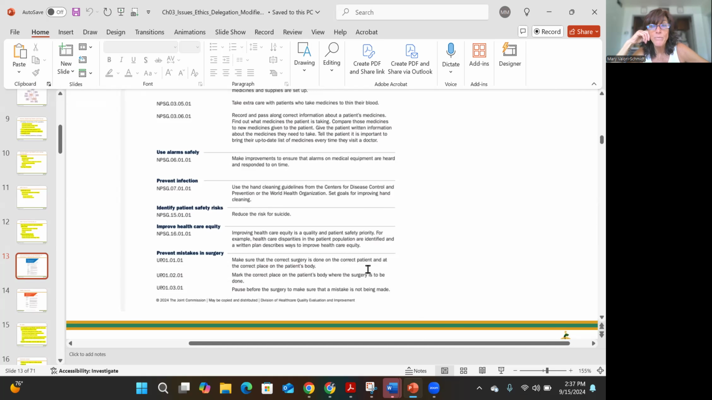Okay. And preventing mistakes in surgery. That's not for us to do, but I'll just go over them. Make sure that the surgery is being done on the correct patient and the correct body part. Tampa General, a long, long time ago, cut off the wrong leg. The guy wound up a double amputee. That was a problem. We now know that whatever body part is to be operated on needs to be marked with a Sharpie by the patient and by the surgeon. Okay. And there should always be a pause before surgery even starts to make sure that it's correct. Okay. So those are the hospital goals.